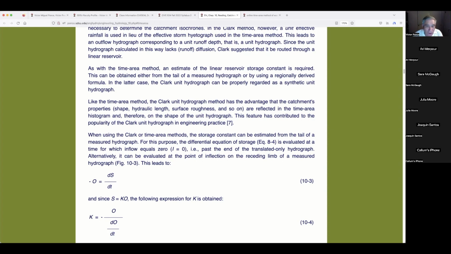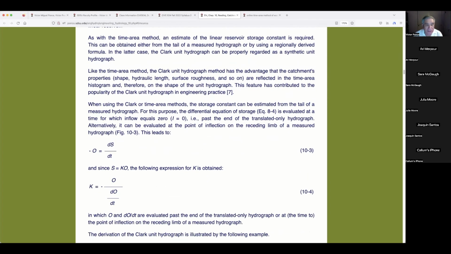Okay, so it has the advantage. When using the Clark or time area method, the storage constant can be estimated from the tail of a measured hydrograph. This procedure is a fantastic procedure because it allows you to get accurate data from a hydrograph without really pleading too much for it. I mean, if there is a measured hydrograph or a hydrograph that you can somehow put together, you can look at the tail, and from the tail, you're going to get the K.